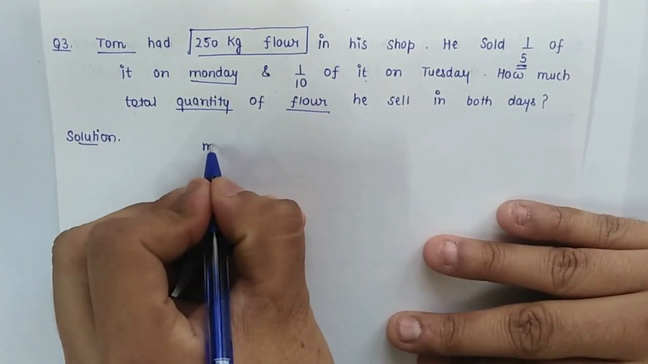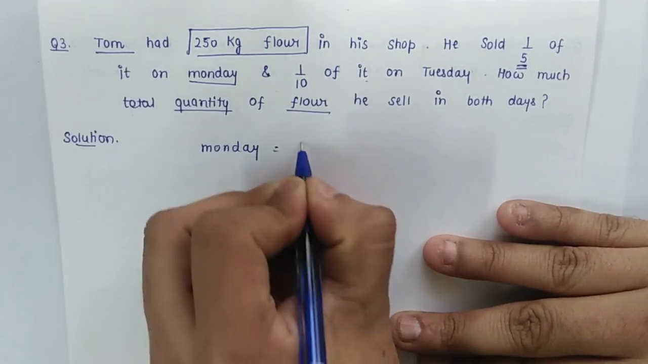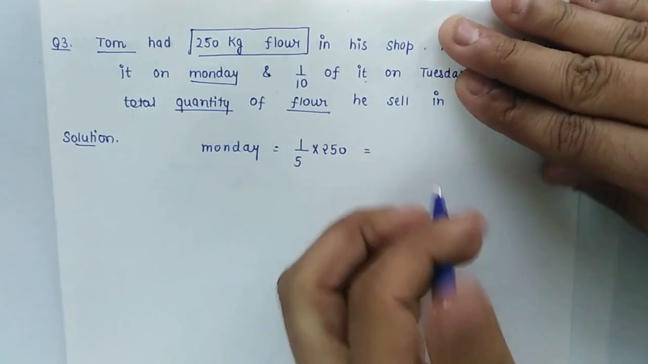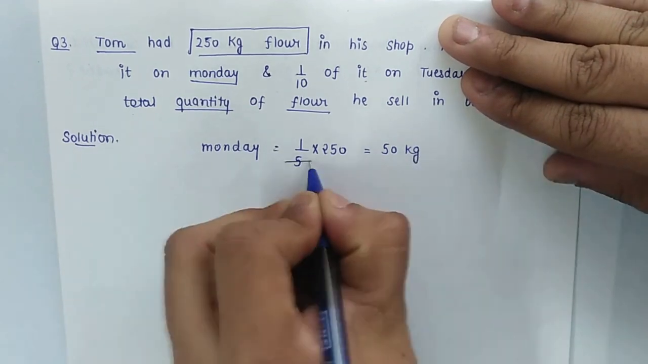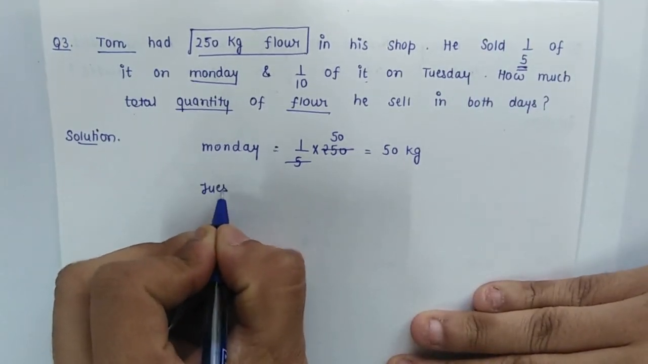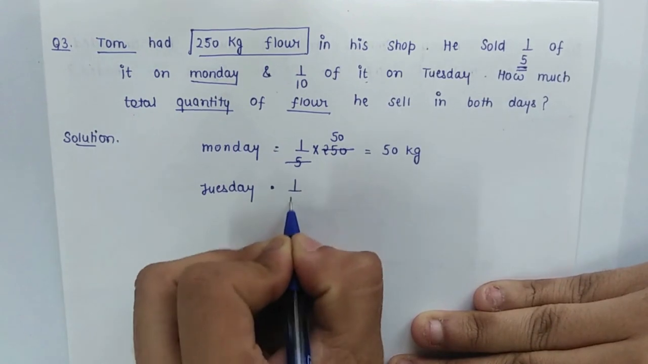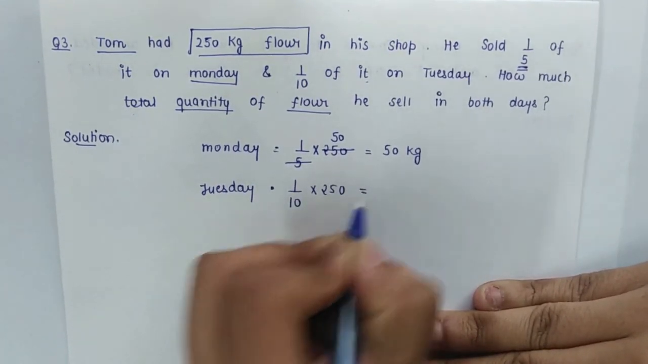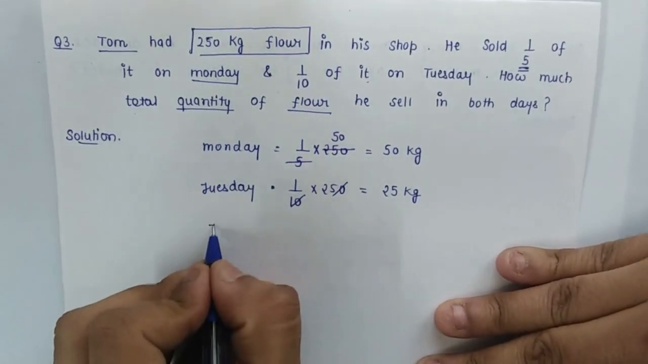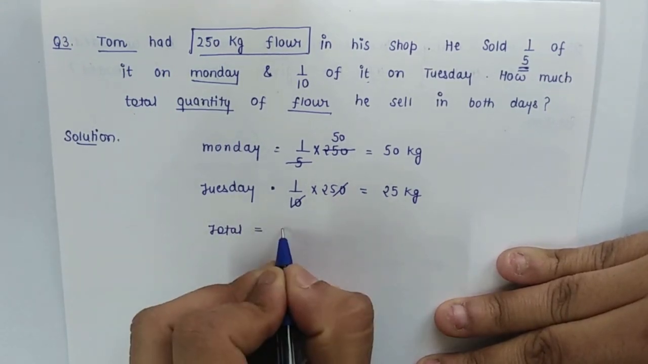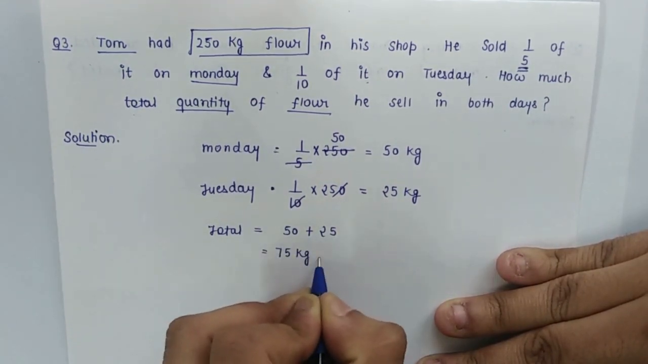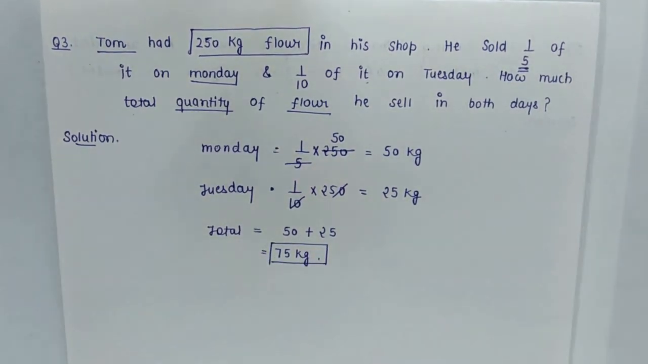So we can calculate for Monday. On Monday he sold 1 by 5 part of 250, which we can very easily calculate, will be equal to 50 kilograms. 5 times 5 is 25 and this 0. So 50 kilogram. On Tuesday he sold 1 by 10 part of it. 1 by 10th part of 250 will be equal to, we can simply get it like this, 25 kilogram. So the total he sold on both the days will be equal to 50 plus 25, which will be equal to 75 kilograms. And this will be the answer for this question.